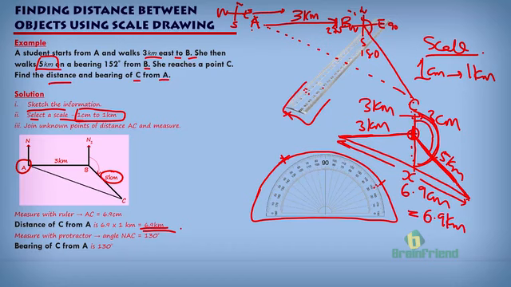But the bearing of C from A, so A is our reference point. The bearing of this C from A, what will it be? You make use of your protractor again. You place your protractor lying flat in that direction and then take your measurement. You find that the measurement of that angle is what? 130 degrees. From 0 down to this point is 130 degrees. So we have our distance and the bearing of C from A.